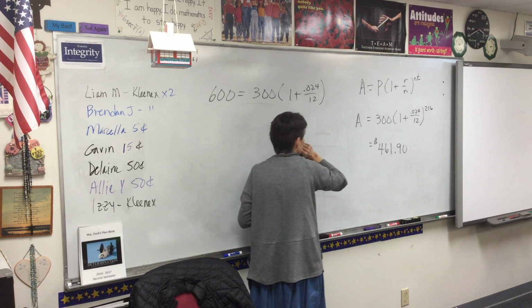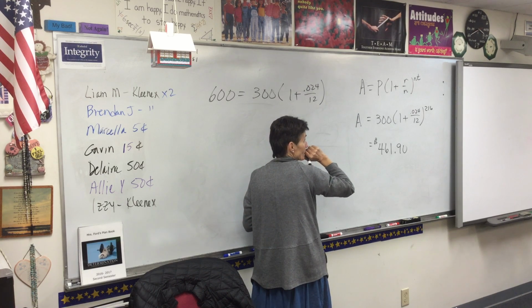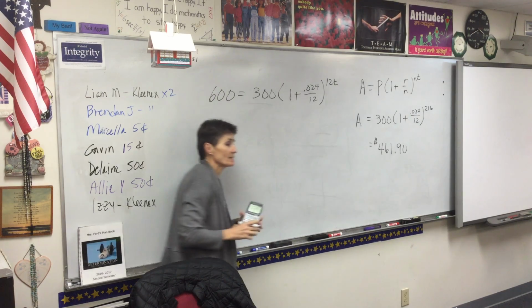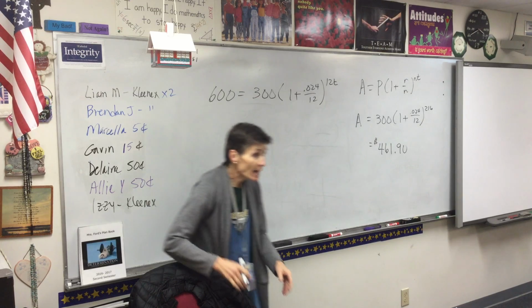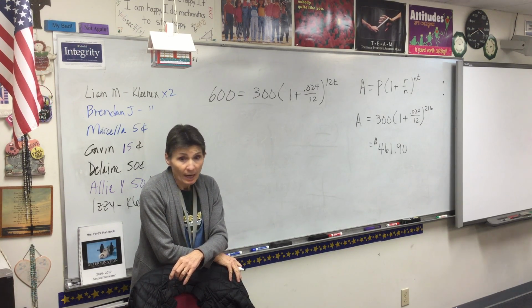Now, what's my exponent going to be? Mikey, 12t. Very good. The exponent is n times t. Do I know n? Yes. N is 12. We're compounding monthly. I don't know t.